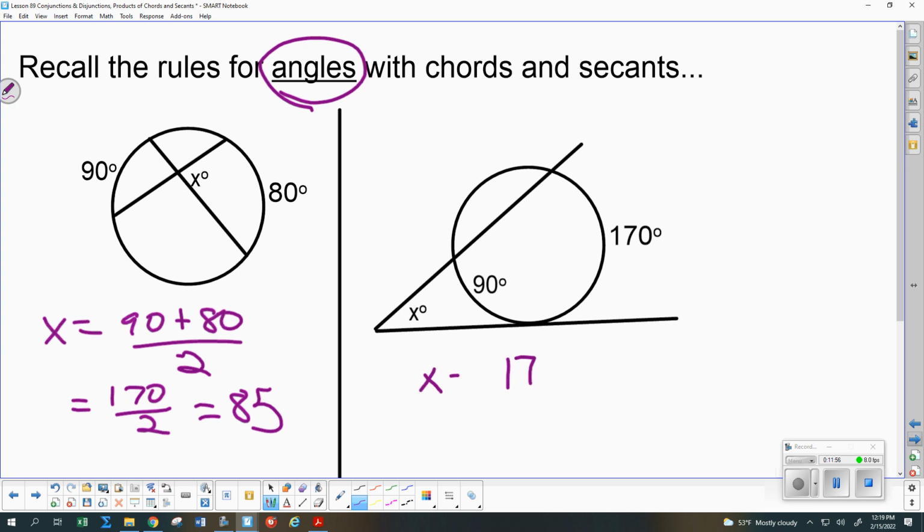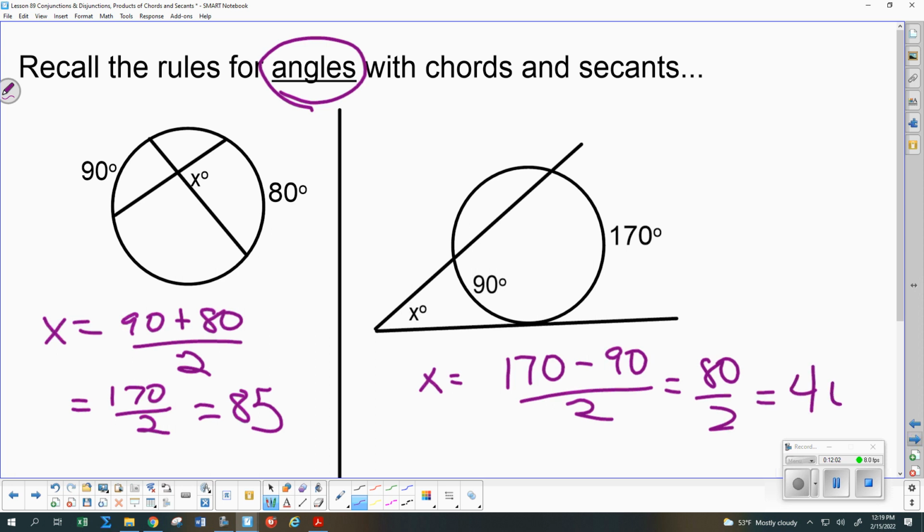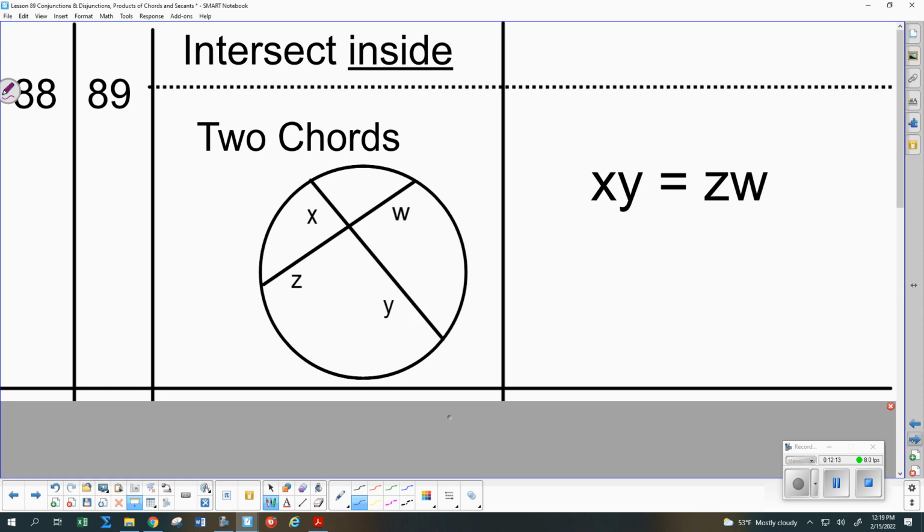So the angle is arc minus arc over 2. So 80 over 2 would be 40. What we're going to do today is not the angle measurements. It's how long are the pieces of the lines. So 3 formulas to write down. These have to do with the length of these segments.